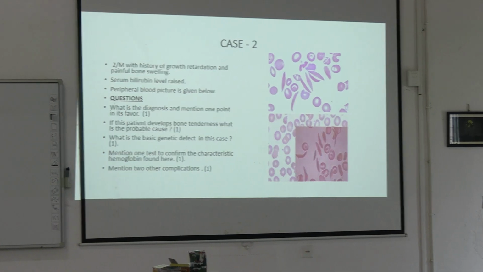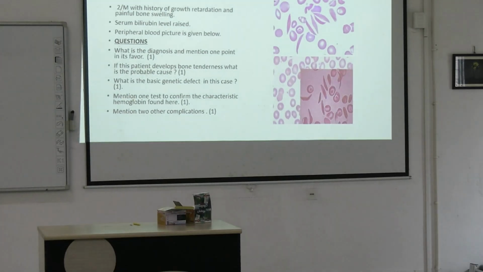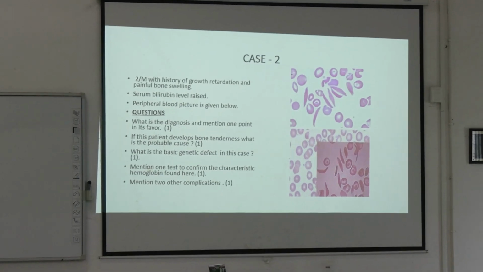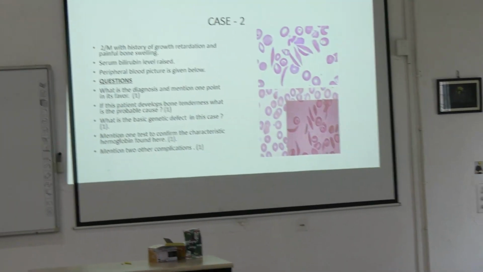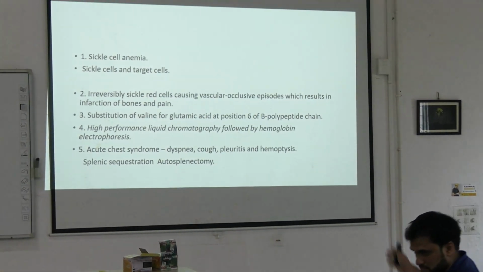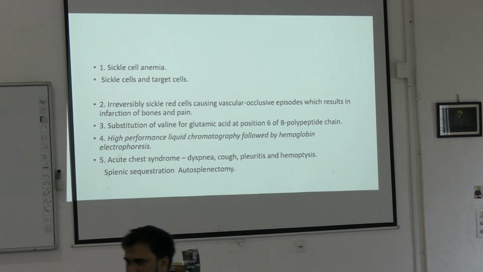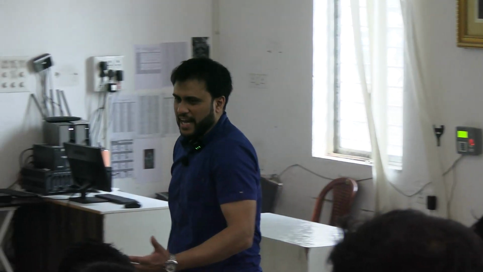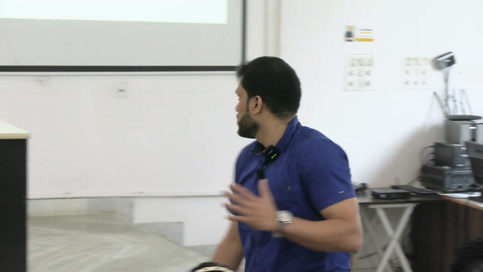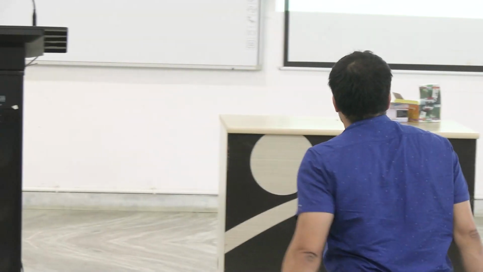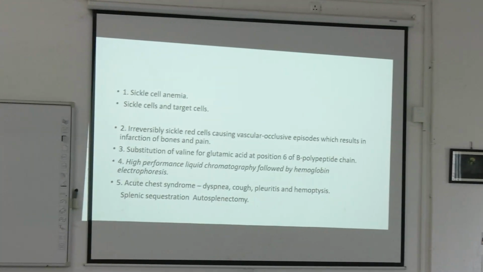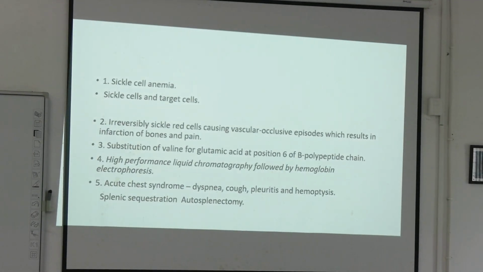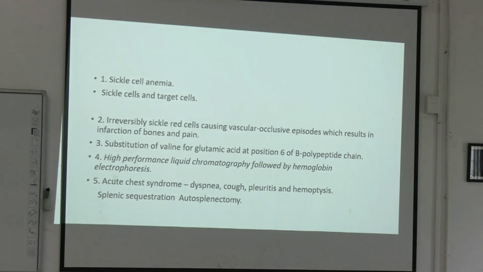If this patient develops bone tenderness, what is the probable cause? What is the probable cause of bone tenderness in this patient? Yes, crisis. How can it happen? Vaso-occlusive crisis. Because of infarction, the infarction will be manifested as pain and tenderness. Okay. What is the basic genetic defect in this case? Substitution of valine for glutamic acid at position 6 of beta polypeptide chain. These are given in the books.